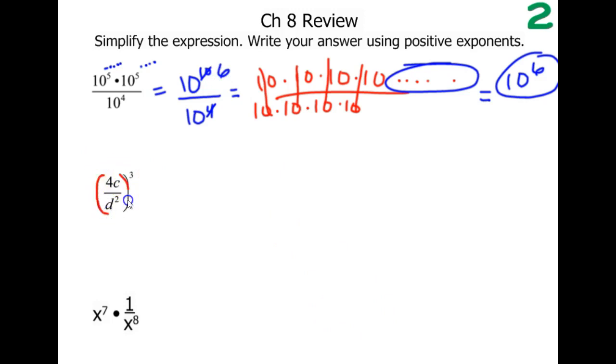Down here, we can write this 3 times. 4c over d to the power of 2.